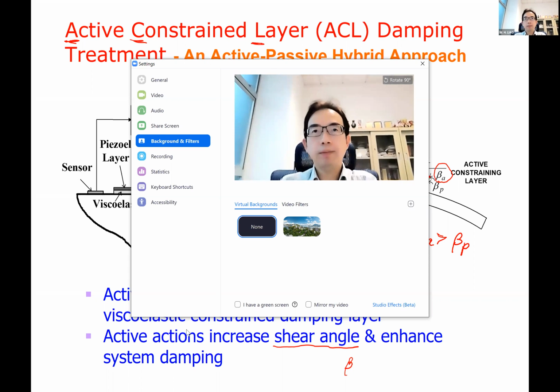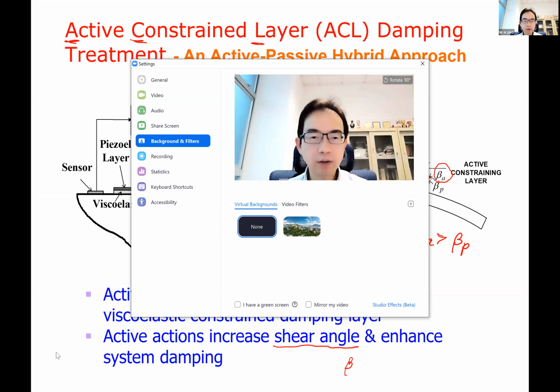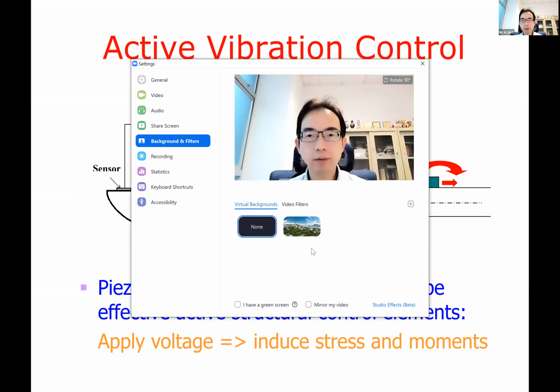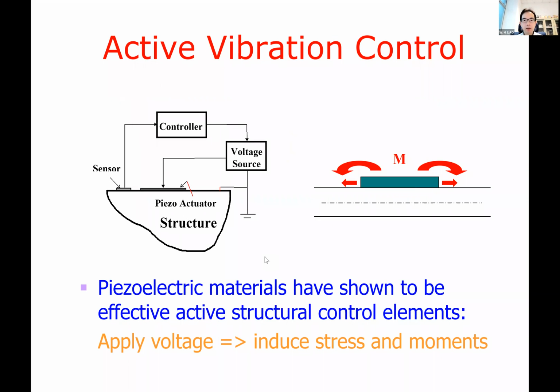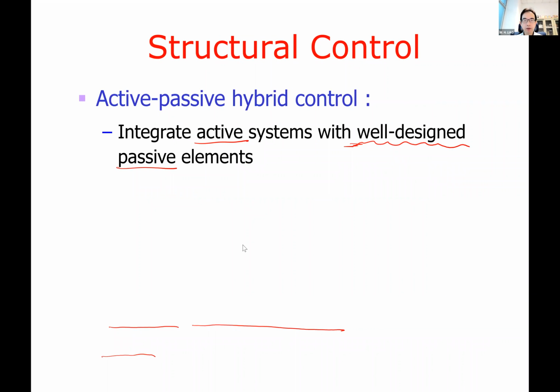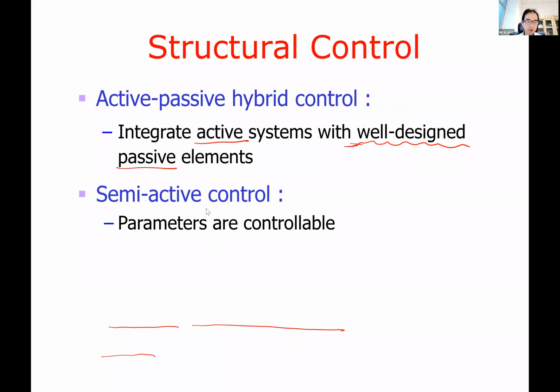Got it? Now, if this is fine, let's go back to what I mentioned, we would like to talk about semi-active control. We talked about three already: passive, active, and active-passive hybrid. For semi-active control, if you consider the equation MX double dot plus CX dot plus KX equals F, we just try to control parameters.